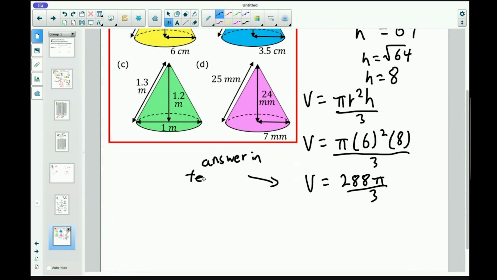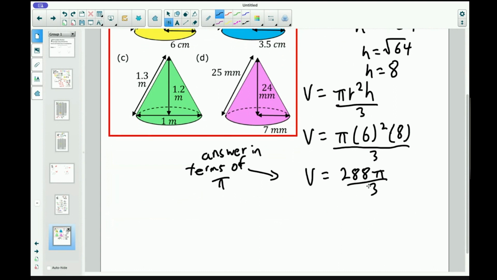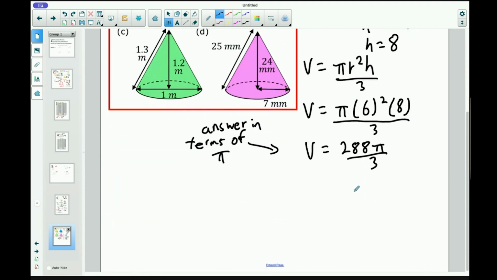In terms of pi. Okay, so if this is what the exam wants you to write, you just leave it like that. You don't need to put it as a decimal. That's what they want you to have down. But if you ended up putting a decimal answer afterwards, just for the volume of a cone. So volume of a cone is equal to pi r squared h, and that's all divided by 3.